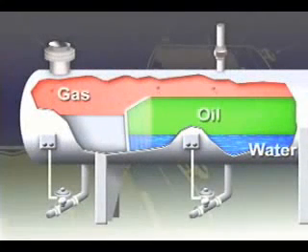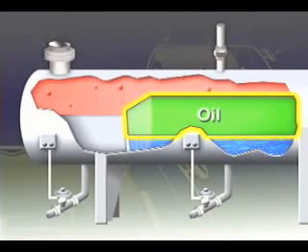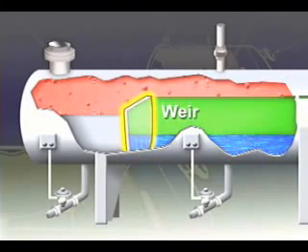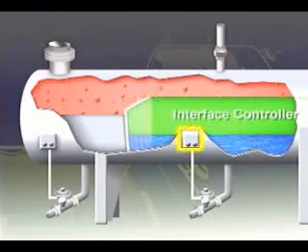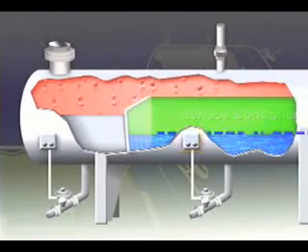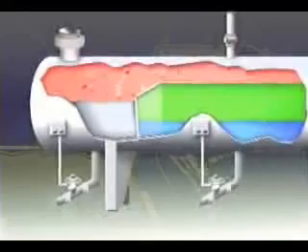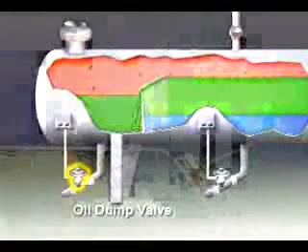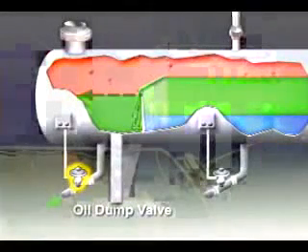The liquid collection section of the vessel must provide sufficient time for the oil and emulsion to form a layer or pad above the free water. A weir maintains the oil level, while an interface controller maintains the water level. The oil spills over the top of the weir, and then a level controller, which operates the oil dump valve, controls its level.